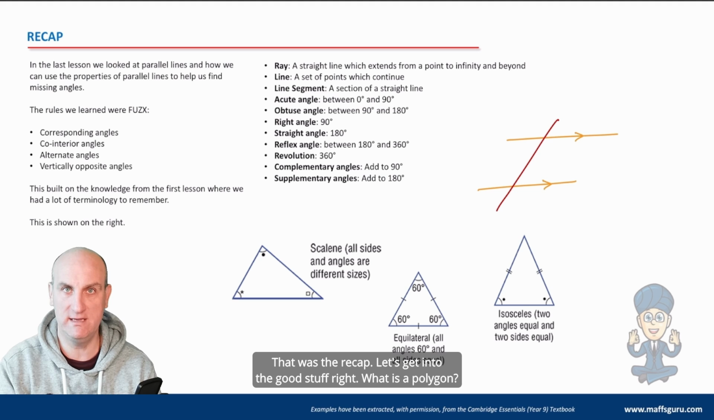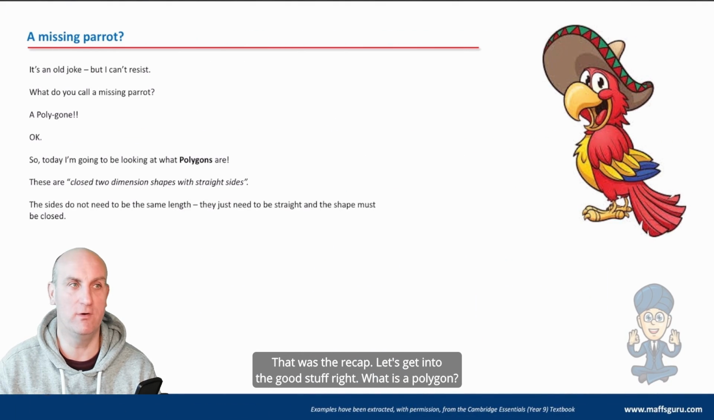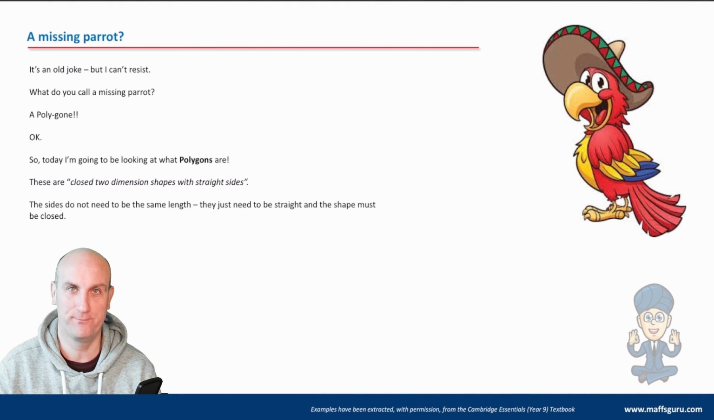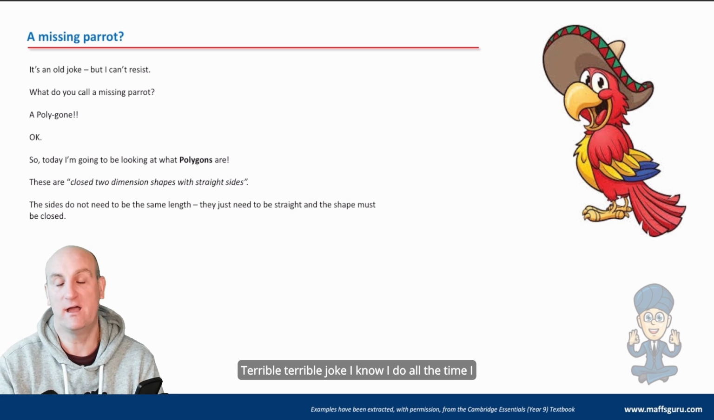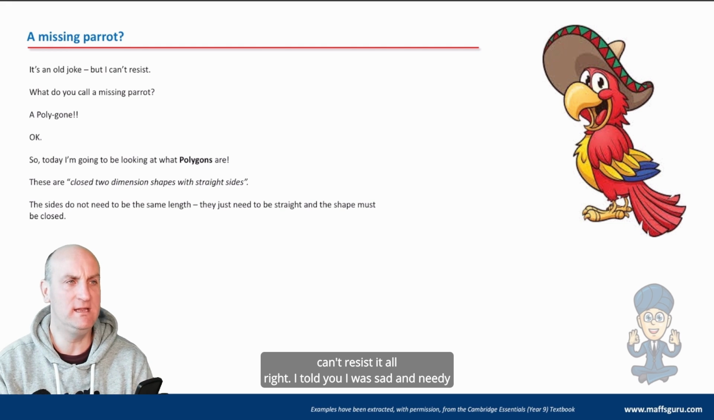Right, that was the recap. Let's get into the good stuff. Right, what is a polygon? It's a missing parrot. See what I did there? It's a terrible, terrible joke. I know, I do it all the time. I can't resist it, all right? I told you I was sad and needy.